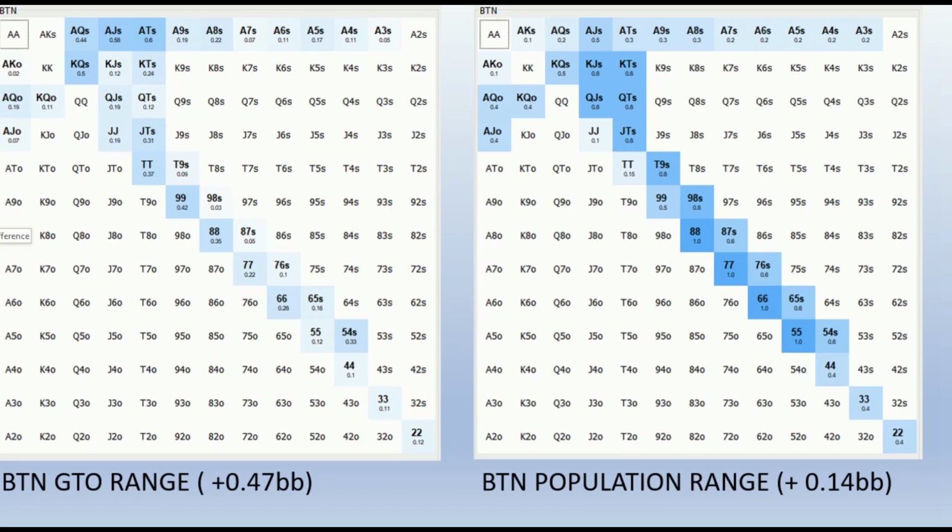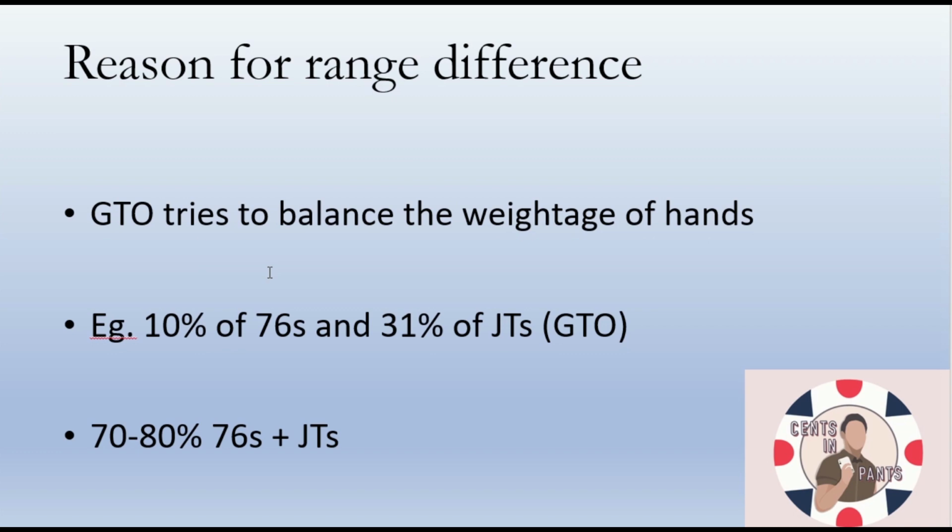So after running two separate simulations for this board, we can see that the button's GTO range performs way better than the button's population range, three times in terms of big blinds. And as I mentioned previously, this is because of how GTO balances the weightage of hands. The standard route that players take would just be to play most combinations of 7-6 suited and Jack ten suited by flatting, but GTO randomizes 7-6 suited 10% of the time calling and 90% folding, while playing more hands of Jack ten suited instead.